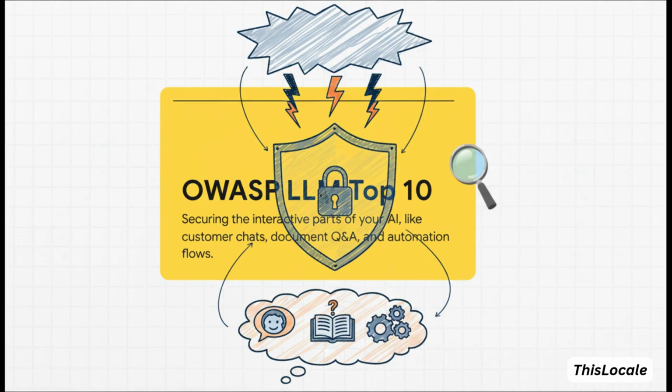Okay, now for the next layer. This is where it gets interesting. The OWASP LLM Top 10. This one focuses specifically on the risks in large language model applications. For our company, Automate Corporation, this covers that customer-facing chatbot, the internal Q&A system for employees, and basically anywhere a human is talking directly to the AI.